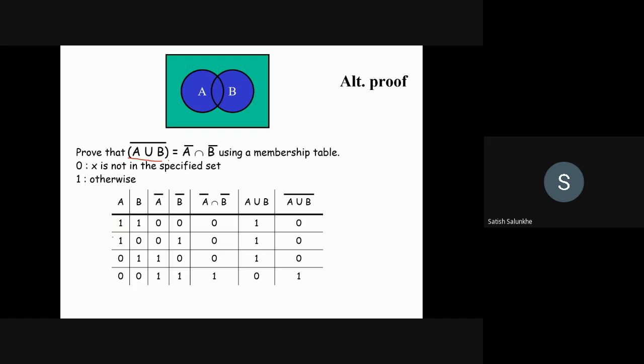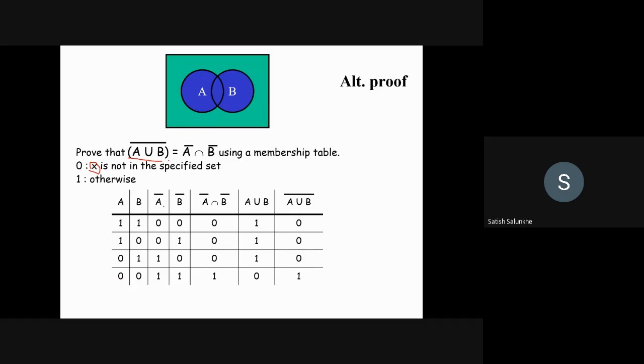So what are the possible combinations? We have two sets, and no matter what that X element is, in general we are talking about an X element. So with two sets in the picture, there are four possible combinations. X belongs to A as well as X belongs to B. X belongs to A, but X does not belong to B. X does not belong to A, X belongs to B. X does not belong to A, and X does not belong to B.